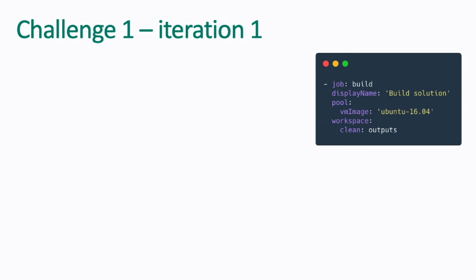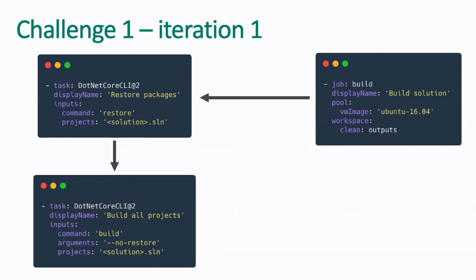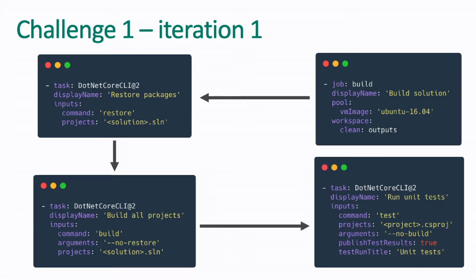So we defined our job that was named build, and we said, okay, it will run on the image called Ubuntu 16. And then what we did, we restored the NuGet packages for our .NET app, for our solution. Then we built all the projects, as you can see here, and then we, for example, ran the unit tests. So this is more or less the pretty much straightforward way how you can organize your pipeline.